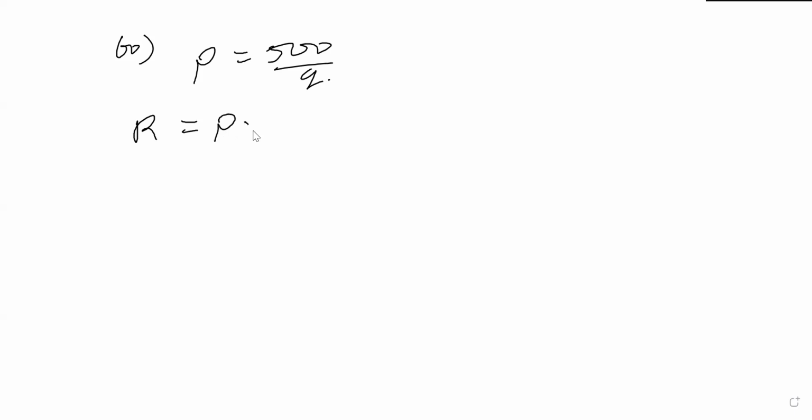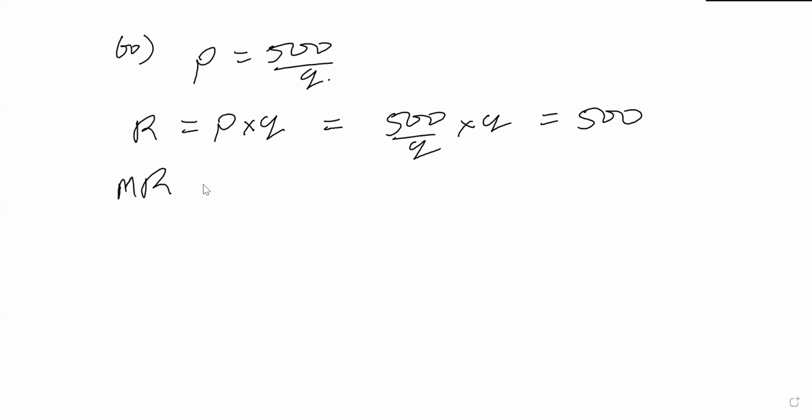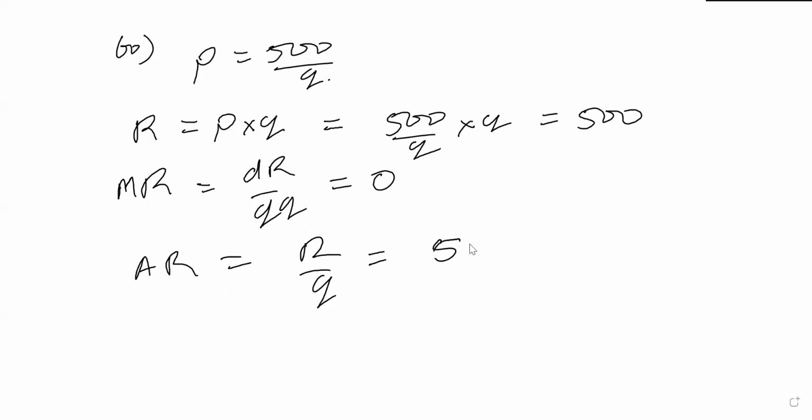So we know revenue is price times quantity, which in this case will be 500 over Q times Q, which is 500. So therefore, our revenue is 500 and our marginal revenue, which will be dR/dQ, is going to be 0, since 500 is just a constant. And our average revenue, which is revenue over Q, will then be 500 over Q. So our average revenue is the same as the price. Okay, so that's that one.